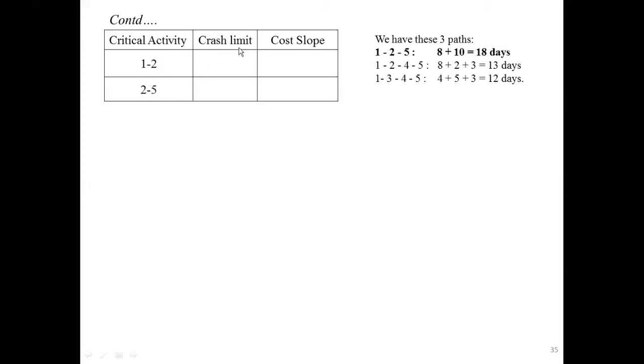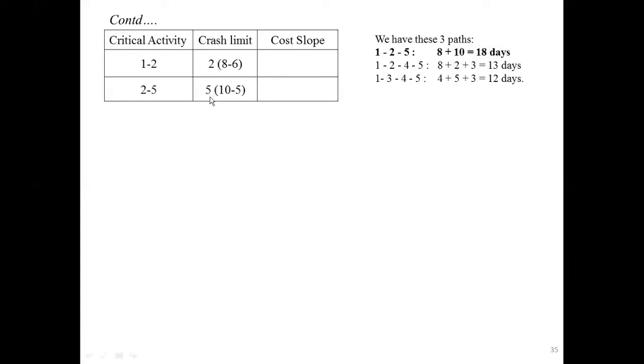Then you have to write the crash limit. The crash limit for the critical activity 1 to 2 is 2, it is 8 minus 6. They are given the normal time and crash time in the question, so 8 minus 6, normal time minus crash time, we get 2 days. Next for 2 to 5, it is 5 days. It is 10 minus 5: the normal time is 10, the crash time is 5, and the difference you get is 5.